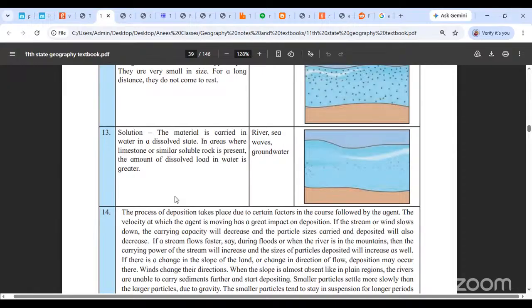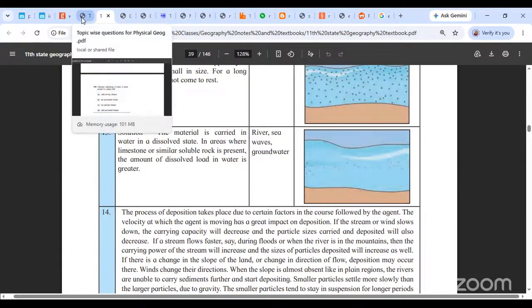Okay, so that is what happens. It will drop that load and it will walk its own way. Okay, that is essentially what all the agents are doing. So that is where the deposition happens. Are we clear about the various processes?